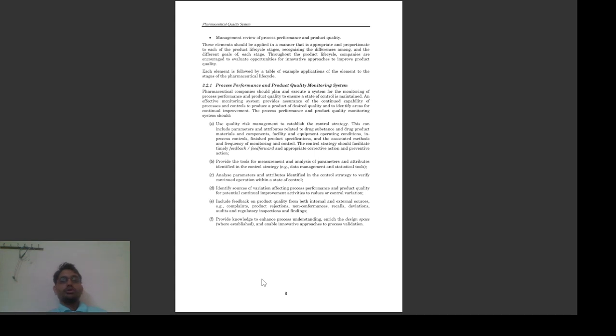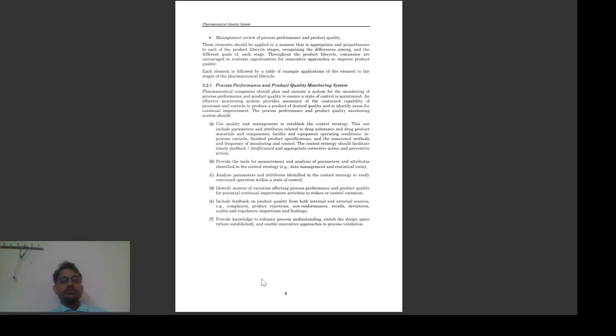Different methods are used during the process performance and product quality monitoring system. Use quality risk management to establish the control strategy. This can include parameters and attributes related to drug substance, drug product materials and components, facility and equipment operating conditions, in-process controls, finished product specifications, and associated methods and frequency for monitoring and control.